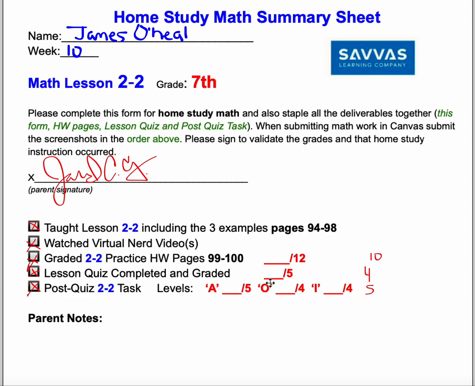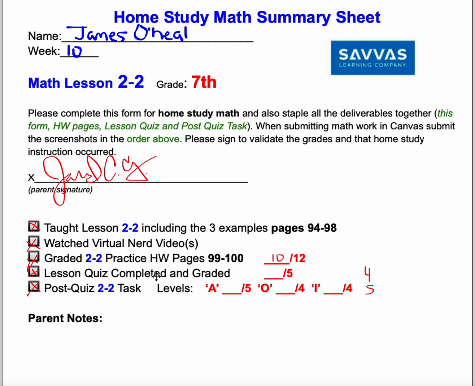So let's jump right in. The first thing we do in math is we're going to follow the first square, and that's going to be teaching the lesson. So 7th and 8th grade this week, we're doing 2-2, and that includes the blue tabbed examples. And here are the page numbers where you can find them, again in their soft cover math book. Did you watch the Virtual Nerd videos? Did the kids do the homework? Did you grade it? So let's say that James got 10 out of 12. So the parent would go ahead and put 10 out of 12 on the summary sheet.